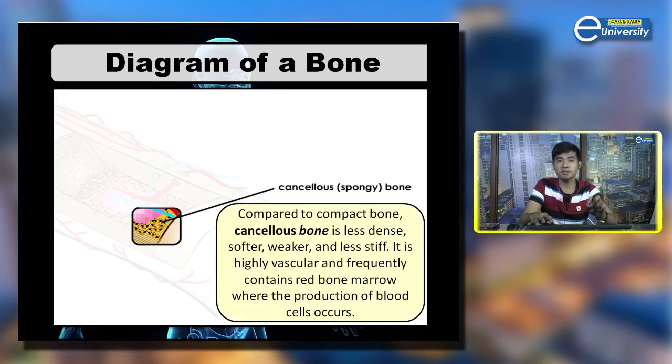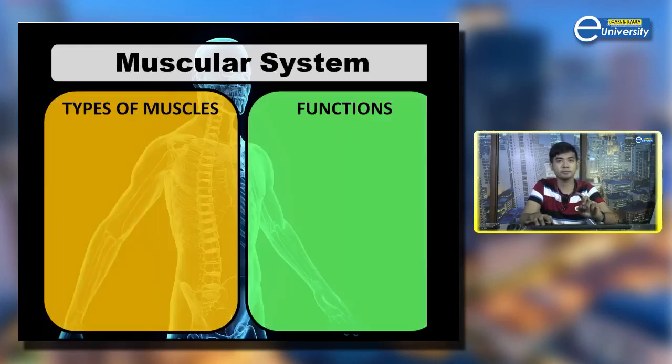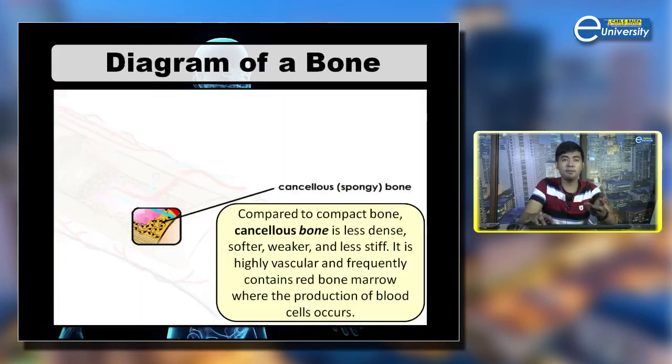Spongy bone, or cancellous bone, is less dense, softer, weaker, and less stiff. It is highly vascular, since the Haversian canal serves as the pathway for the exit of the blood cells, and it frequently contains red bone marrow where the production of blood cells occurs. Those are the main parts of the bone and their functions occurring in the spongy layer.